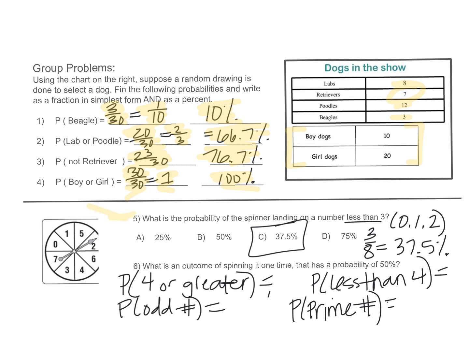And then what is the probability of the spinner landing on a number less than 3? Right here I wrote out my favorable outcomes, which could be 0, 1, or 2, which would be 3 out of 8 total spots. I divided that, got 0.375, and that got me to 37.5%. And then what is an outcome of spinning one time that has a probability of 50%? Lots of different options here, but you could have said probability of 4 or greater, probability of being an odd number, less than 4, prime number, and so forth.